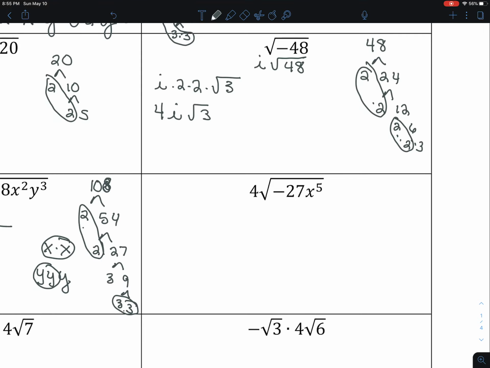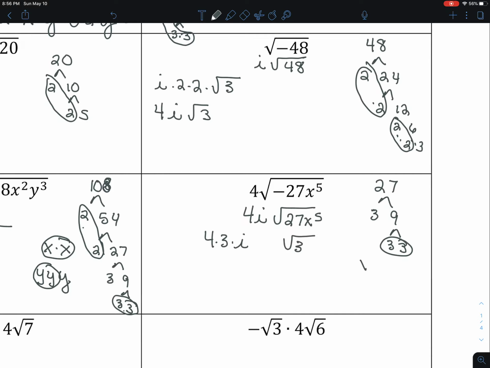Okay? Negative 27. So remember, this is going to be 4i, the square root of 27x to the 5th. And it should be a point where some of these you should be able to look at them and do them in your head. So this is going to be 3 outside. So this is 4 times 3 times i, and then a 3 is left inside, and x to the 5th, I have two sets of x's that's coming out. So that's going to be x times x, and then one x left in. So that is 12ix squared, square root of 3x.